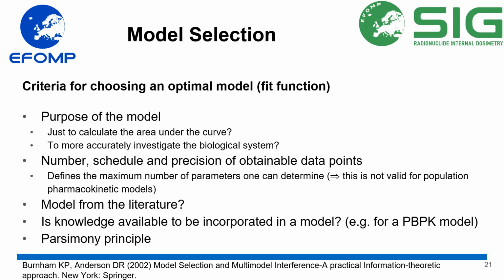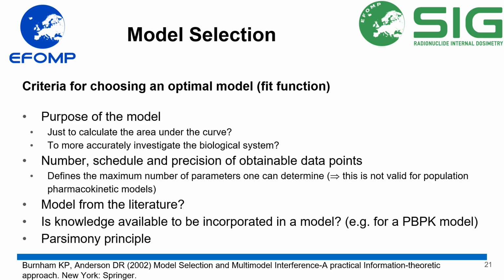What are the criteria for selecting a model? So first, clearly, it's the purpose of the model. Do you want just to calculate the area under the curve, or do you want to investigate the biological system more accurately? It depends also on the number and precision of obtainable data points, because this defines the maximum number of parameters you can determine.